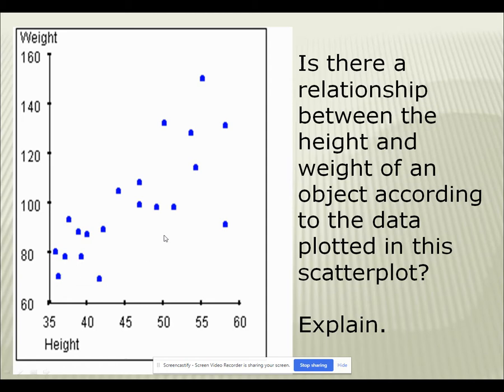With the kids in class, I had them look at it. They gave me some ideas, told me what they thought, and then we moved on. I didn't tell them what it should be. So this is just you looking at this and thinking about it. Do you think there is a relationship between weight and height?